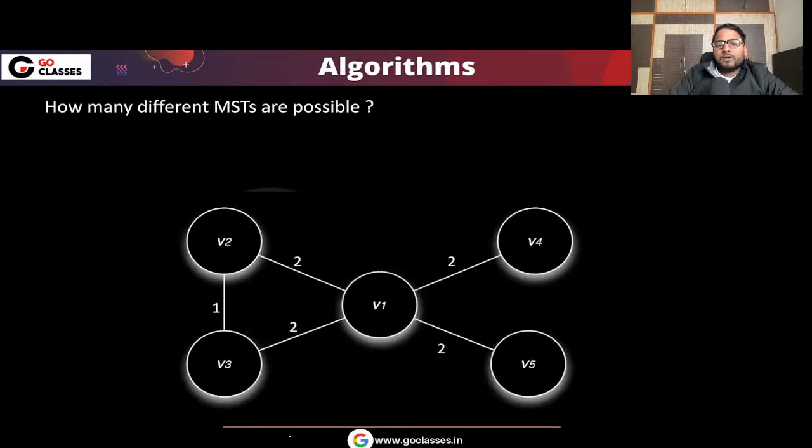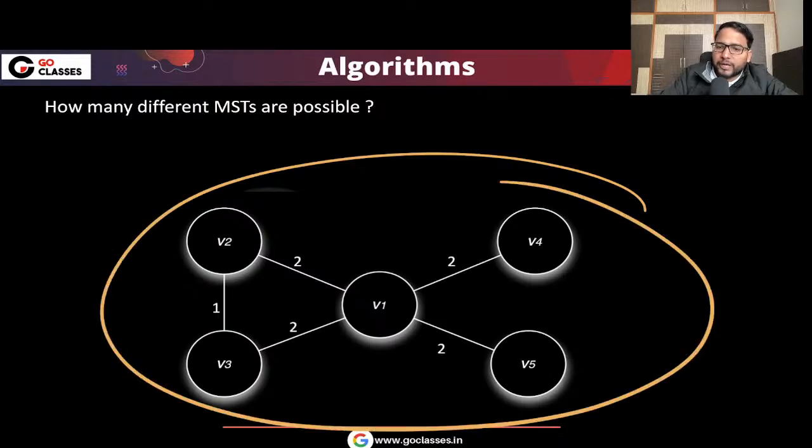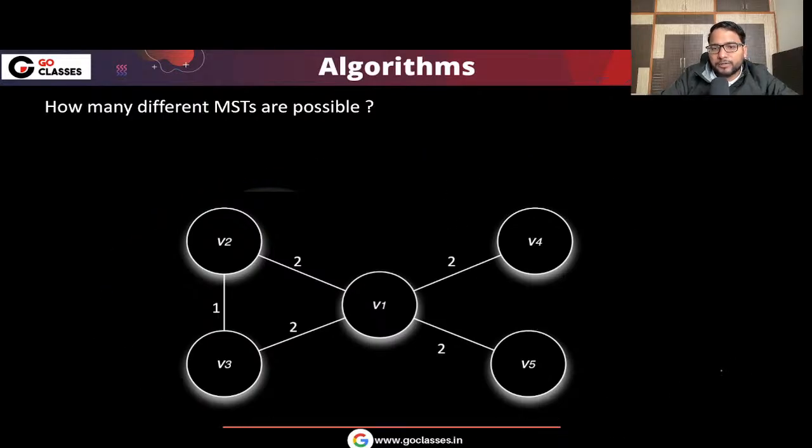Now let's move to a different kind of question: how many different MSTs are possible? Suppose this particular graph is given to you. Can you tell me how many different MSTs are possible? Using the cut property, if this is a bridge, or a cut edge, meaning it is the only edge connecting these two parts, then it will definitely be part of the MST, whatever you do.